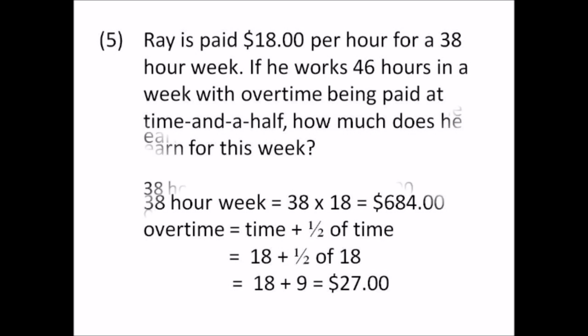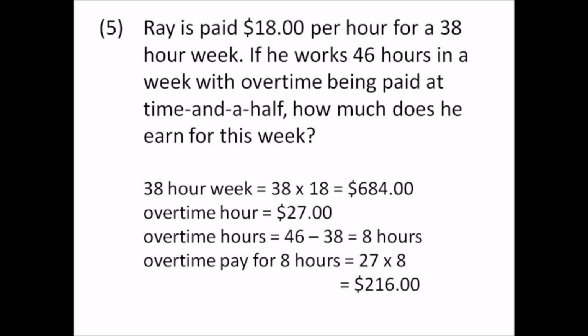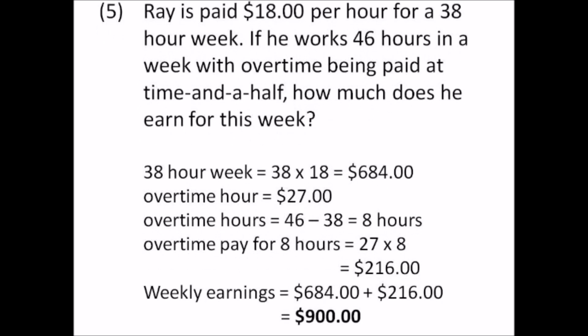Now, his overtime hours will be 46 take away 38, 8 hours. Multiply the 8 by $27 that he's paid for time and a half. You get $216. Then add 684 plus 216 to get his earnings for the week. Okay, use your calculator. And the final answer is $900. Hope you got that correct, guys. Okay, I helped you a lot with that one. But it's fairly simple once you understand what you have to do.